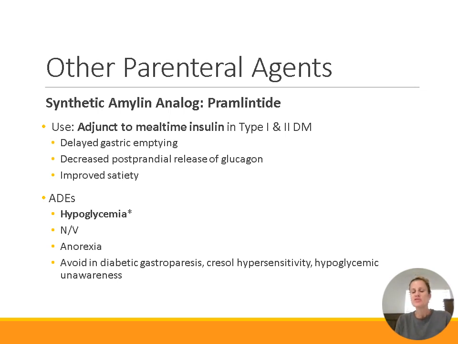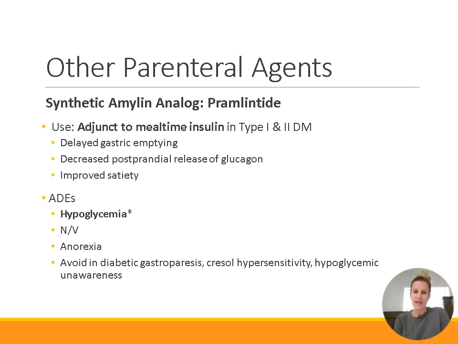So again, we're going to start with some other parenteral agents, so agents that we inject for diabetes besides insulin. Insulin is obviously the primary injectable agent that we use, but we do have some other agents that can be either added on to insulin therapy or can be used in conjunction with oral therapy. The first thing we'll talk about is pramlintide.